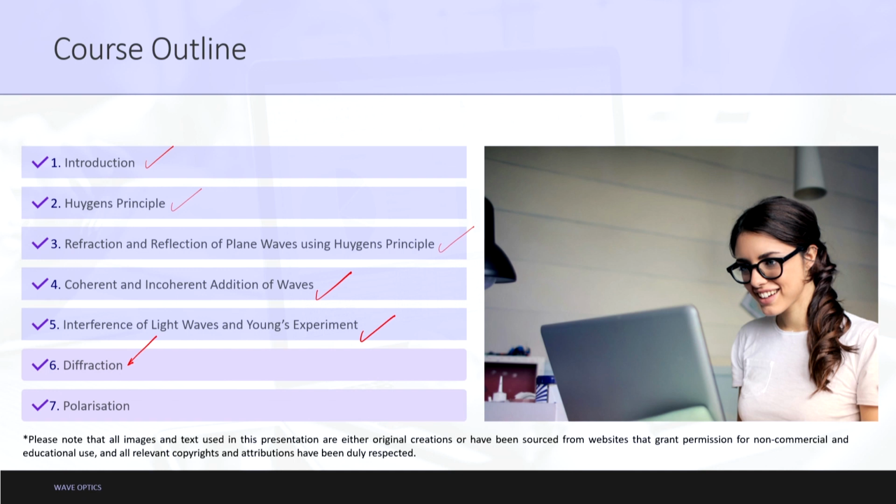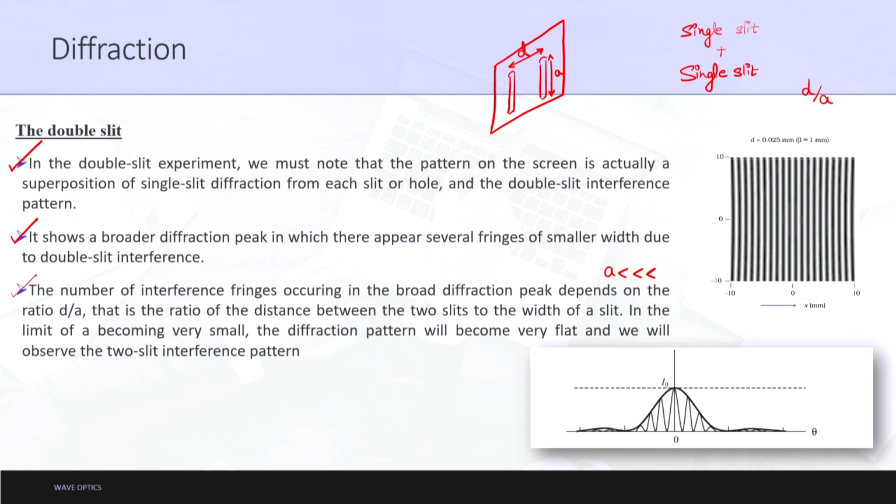Similarly, now we are on the point of the double slit experiment, in which we are understanding the concept that a double slit is nothing but a superposition of two different single slit diffraction patterns. So this was the final concept we were understanding. A double slit experiment is a pattern which is actually a superposition of single slit diffraction from each slit or hole. The value of the broad diffraction peak depends on the ratio of d by a, and when the value of a keeps decreasing, at some point the diffraction pattern will become flat and we will observe the two slit interference pattern.